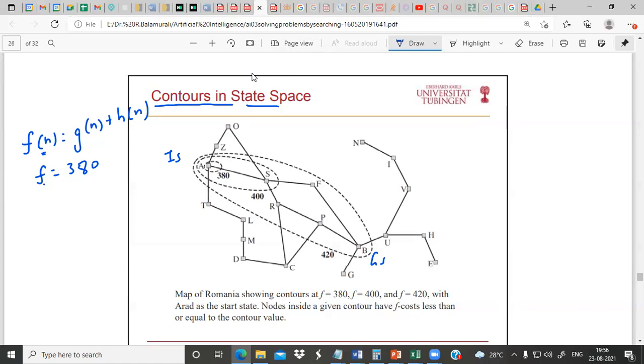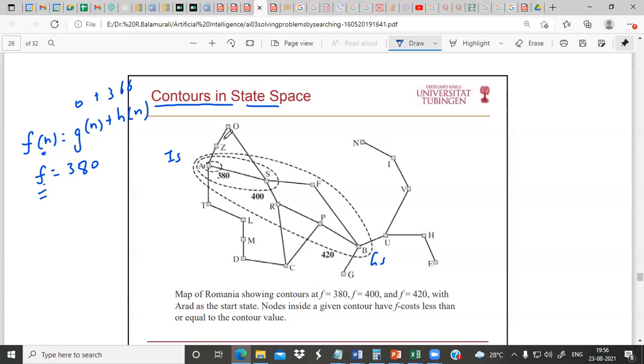So it is 0 plus 366. This is less than the limit. So for Arad it is 366, which is less than our F value. So Arad can be included, but nothing else can be included.